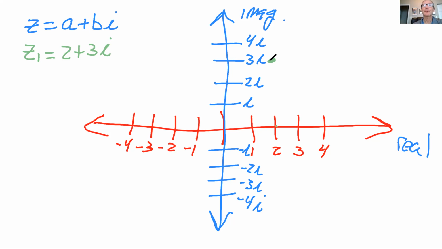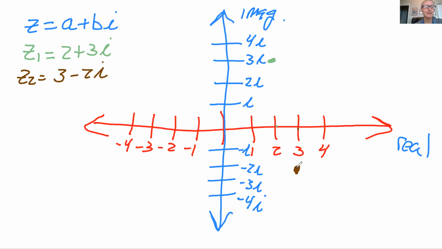So if we did another one, say Z2, and let's do 3 minus 2i. So if you did that one, it would be, again, 3 here, and then minus 2i, you would go down, and it would be right here.